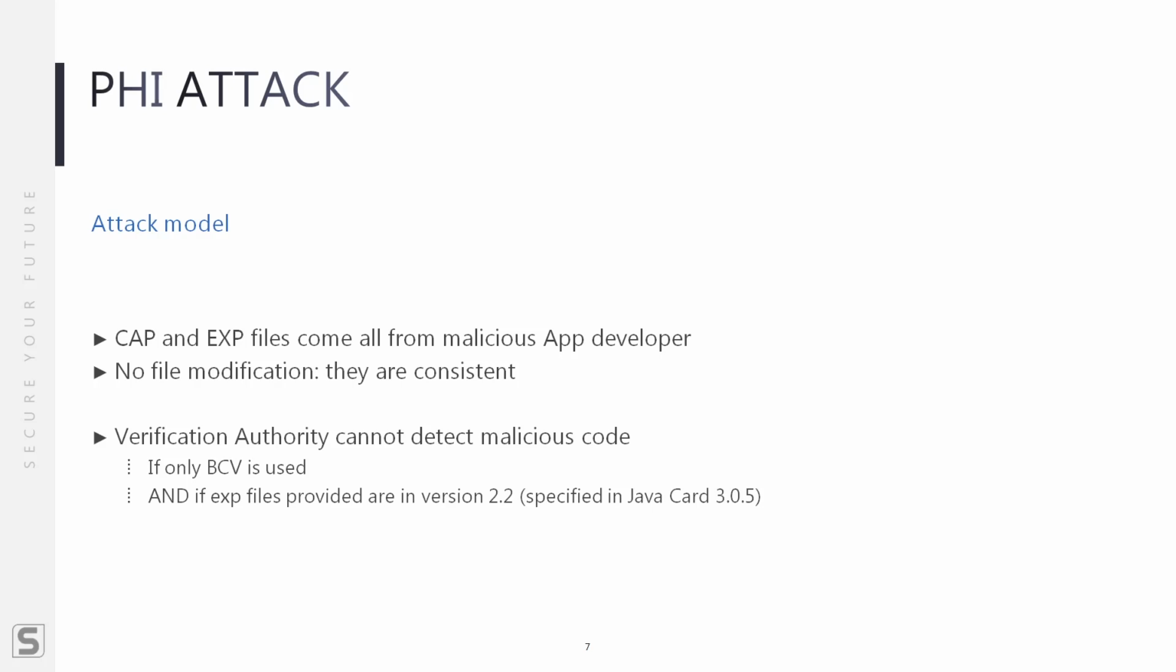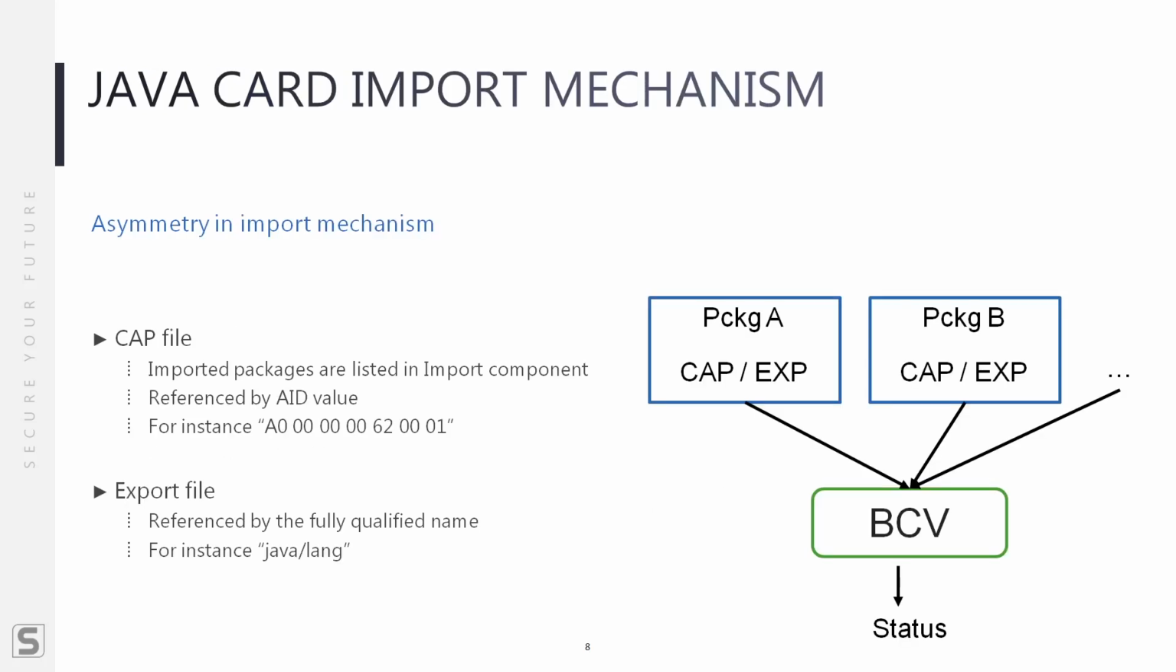Moreover, the verification authority is not able to detect the malicious construction if he only uses the bytecode verifier and if the malicious developer provides its export files in version 2.2, which is the format specified in the JavaCard specification 3.0.5. So, this attack comes from an analysis of the JavaCard specifications.